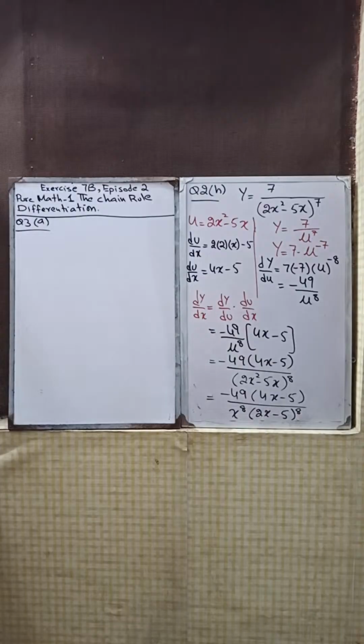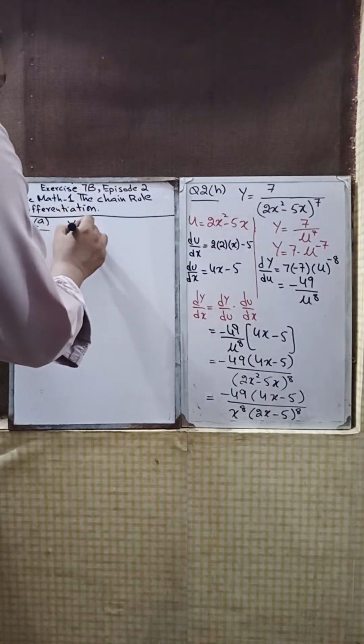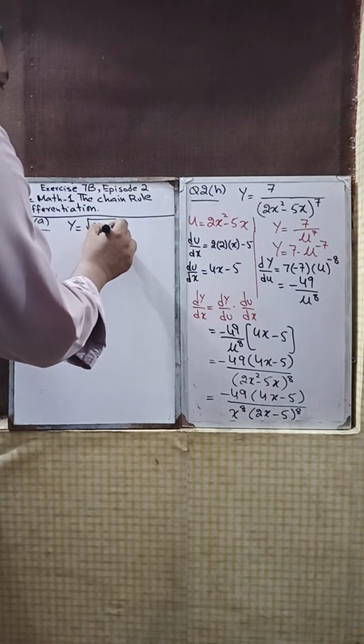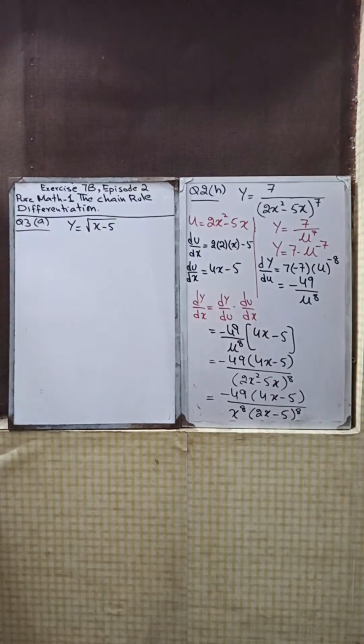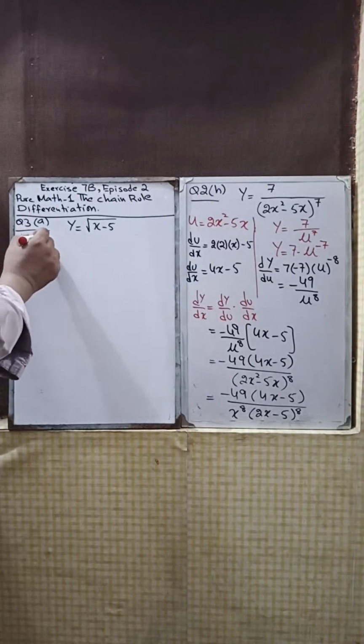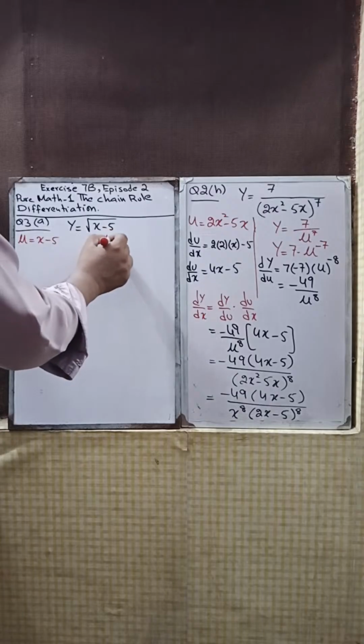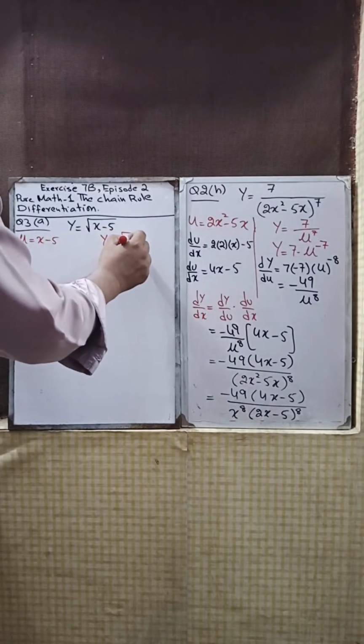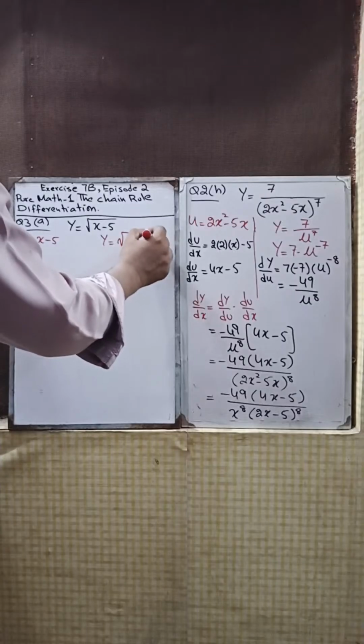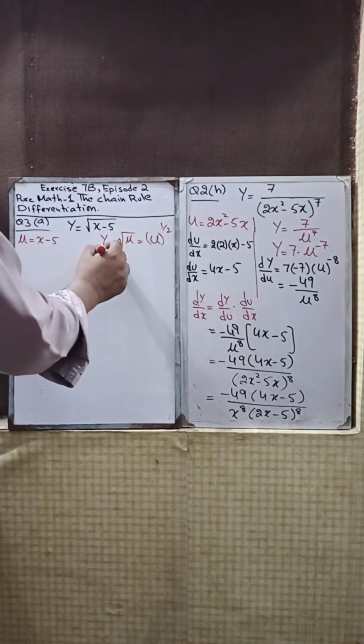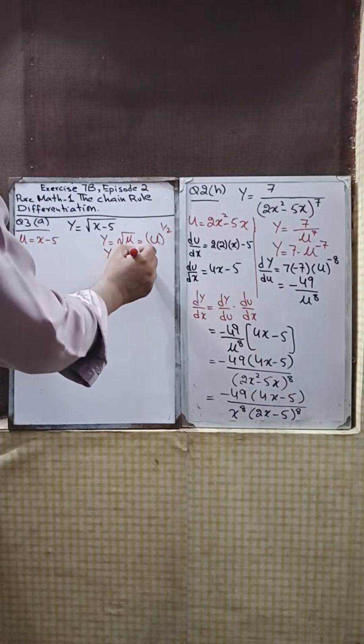In question number 3, A part, they say differentiate with respect to x, under root x minus 5. So here we have y is equal to under root x minus 5. We have to differentiate it with respect to x, and we are going to use the chain rule. So we will suppose that u is equal to x minus 5. So this thing will become under root of u, which is u raised to power 1 by 2. So y is equal to u raised to power 1 by 2.